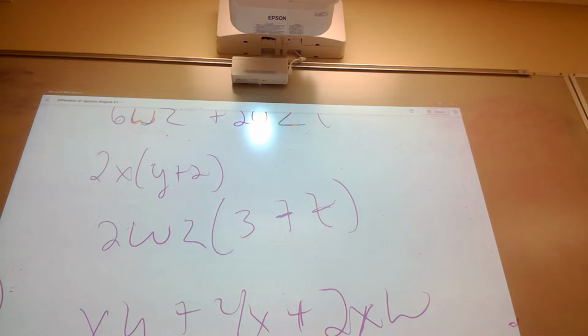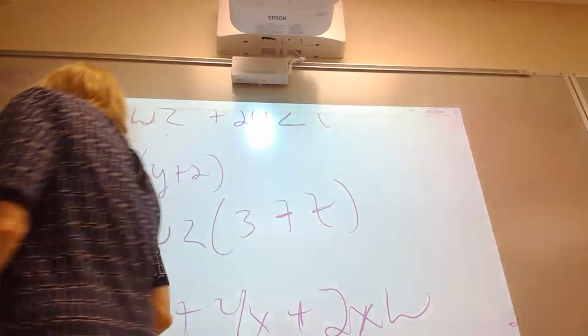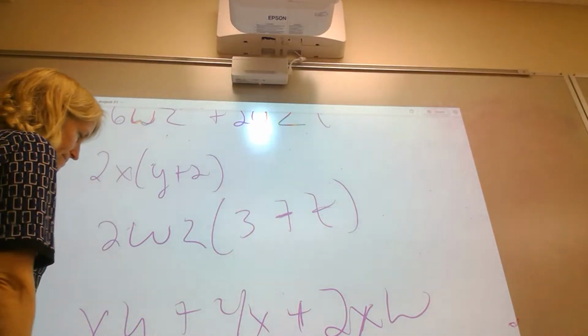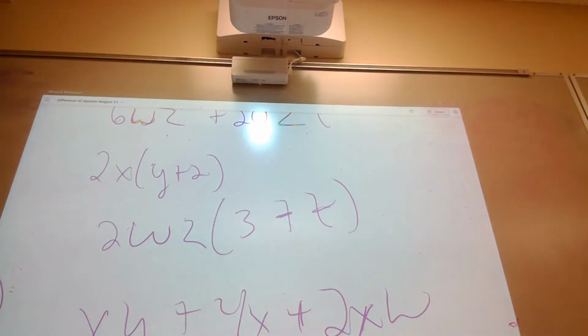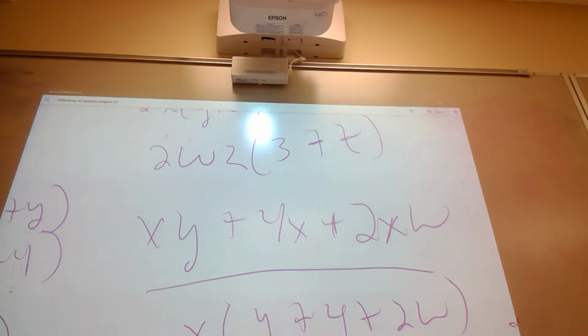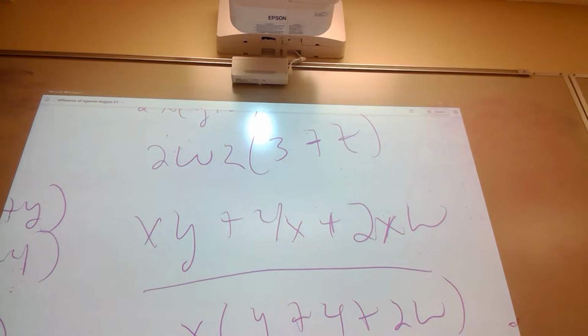All you can pull out is that x. We don't have any other common factor other than 1 here. Y isn't in the middle term. W is only in one term. So all you can pull out is the x. That leaves you x times y plus 4 plus 2w.